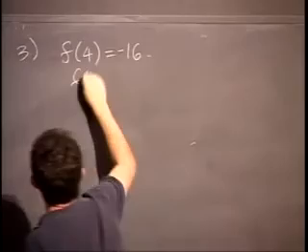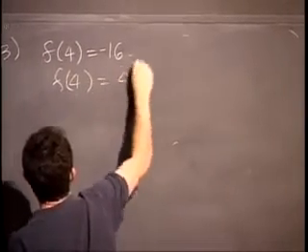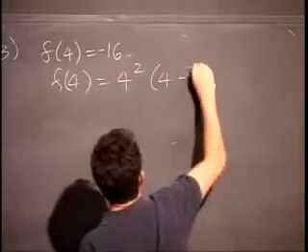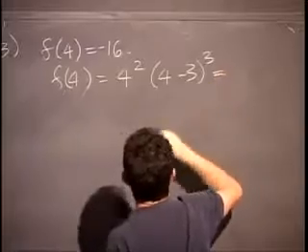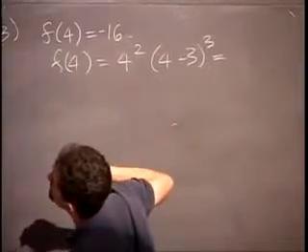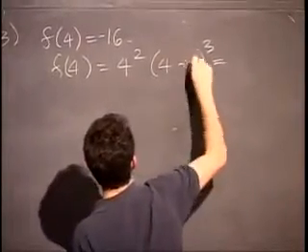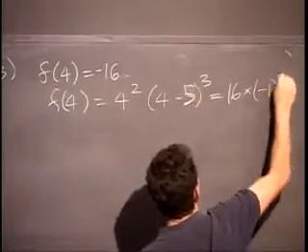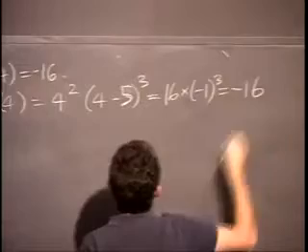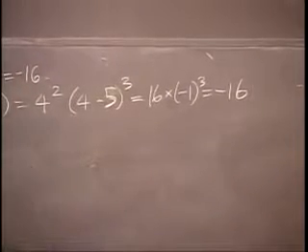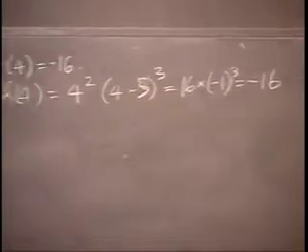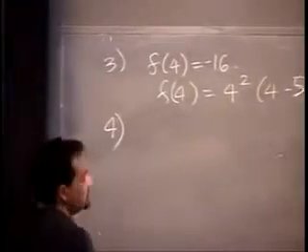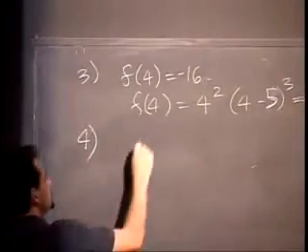Well, f of 4 is 4 squared times 4 minus 3 all cubed. Is that right? 4 minus 5 all cubed. I keep putting a 3 there. So that's 16 times minus 1 all cubed, minus 16. Okay, that was a bit of a walk in the park, but of course I'm setting up 4 where we want to find the derivative of f inverse at 16.